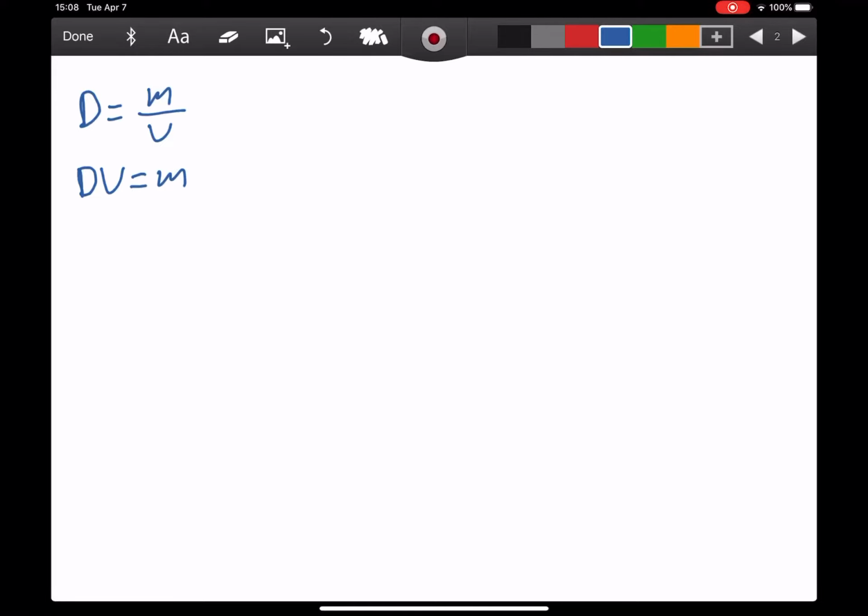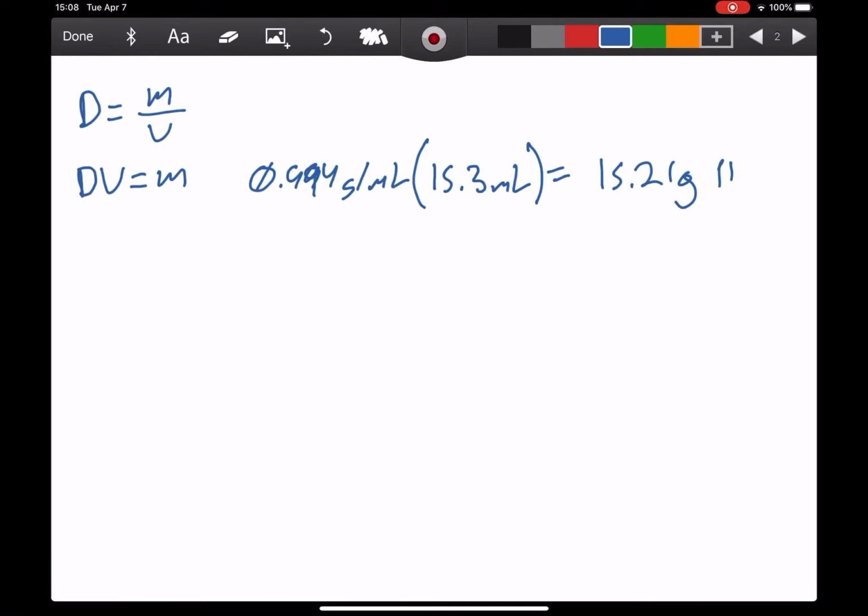And in this problem, we were given a density of 0.994 grams per milliliter times 15.3 milliliters. When you multiply that through, you are left with 15.21 grams. And this is going to be H2O. So now that we found the number of grams of H2O, now we are prepared to find the number of grams of phenol produced.